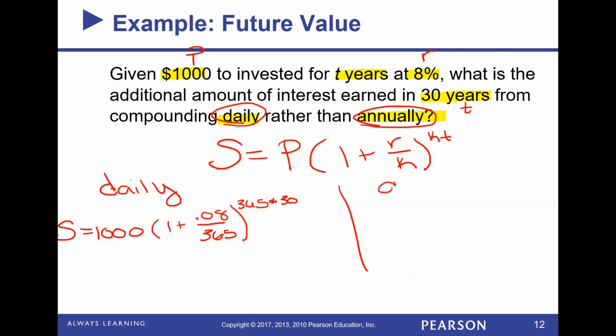And then for the annually, that's going to be, again, a very similar formula. S equals 1,000 parentheses 1 plus 0.08. Now I'm dividing by 1, so it's really just there, to the power of 1 times 30, which again, I know I'm multiplying by 1 or dividing by 1. So normally when we look at this one here, we don't normally write when we multiply by 1 or divide by 1. So okay, now we've got to plug all this in the calculator. So let me pull up my calculator.